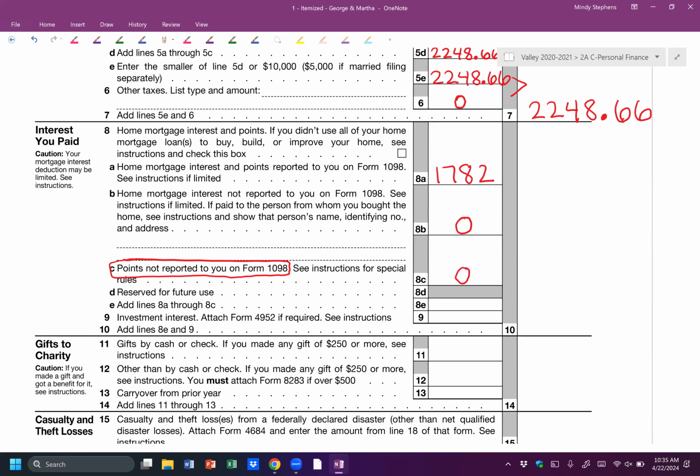So E or D says reserved for future use. It's grayed out. We're just ignoring that line. They just left it in there just in case they want to add something another year. So this right here is where we're at. E, add 8A through 8C. So A, B, C, we're going to add those together. So 1782, 0, 0. So we have 1782.